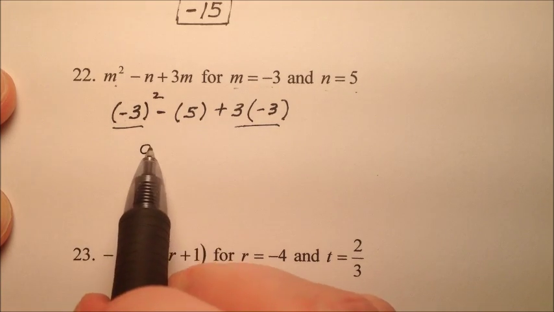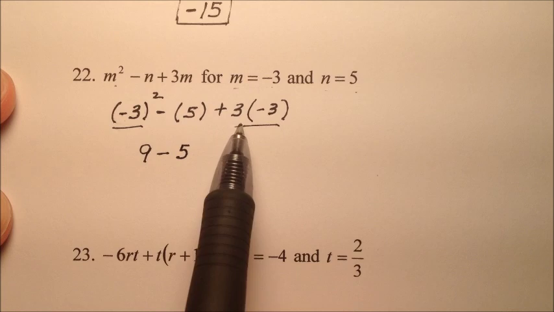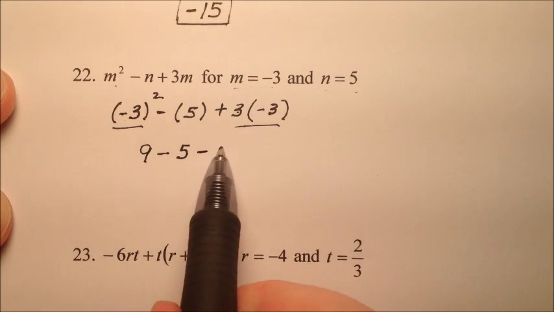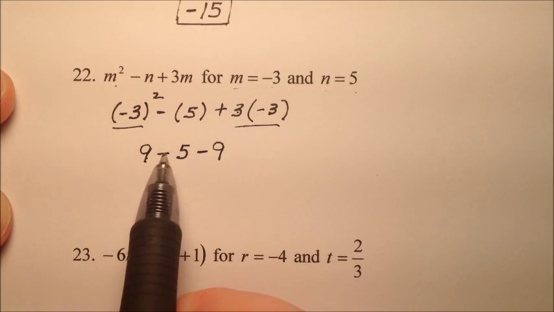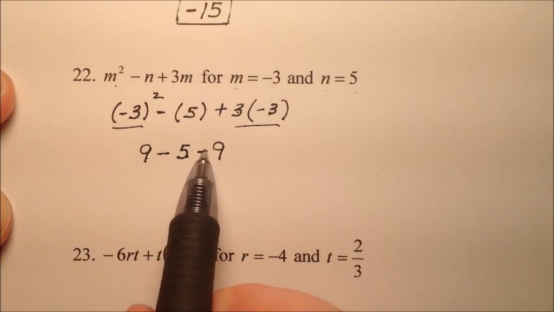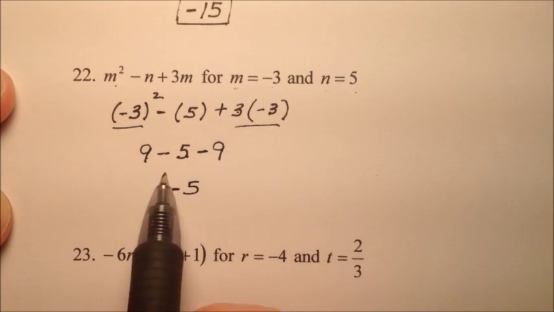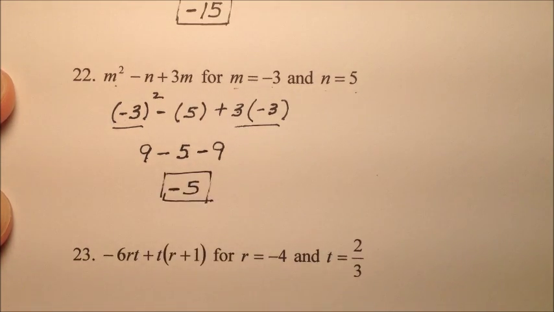Since the negative is in the parentheses, we're also squaring the negative. So that'll be 9 minus 5. And then 3 times a negative 3 is a negative 9. So 9 minus 5 is 4. Minus 9 is a negative 5. So the answer for number 22 is a negative 5.